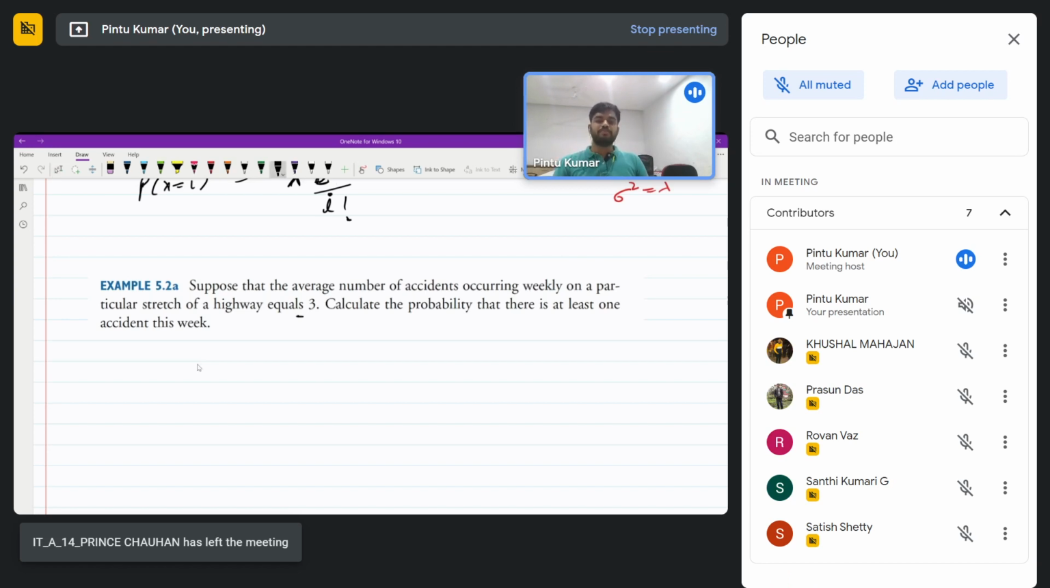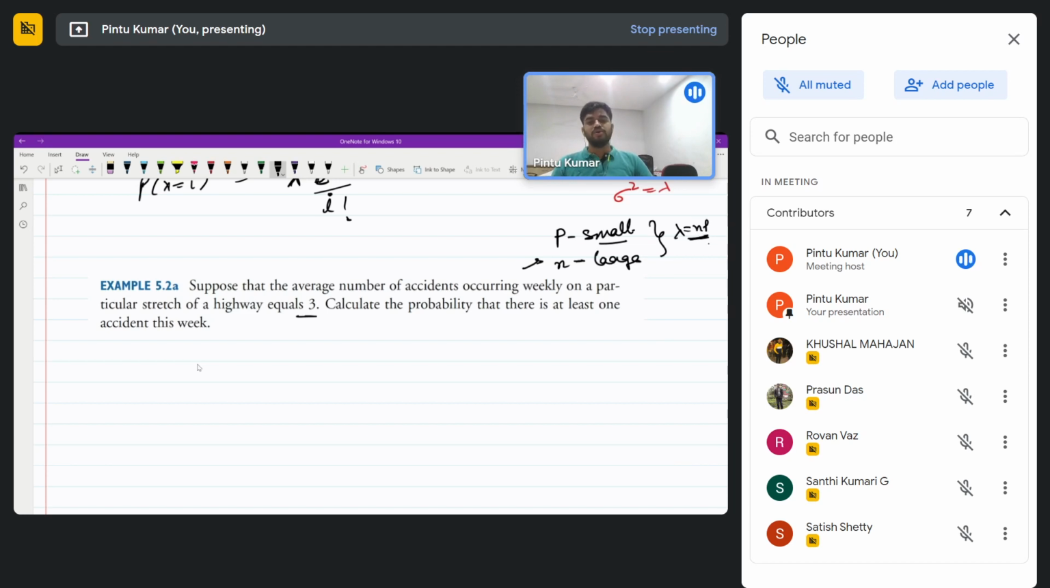Now, if you look at this example through the lens of the binomial distribution, for a particular car going through that stretch of highway, you can divide it into two events: either an accident happens or an accident does not happen. The event of an accident happening has a very small probability, so your p is very small. Also, the number of cars passing through that stretch is very large. So we can use the Poisson distribution here with lambda equal to np.